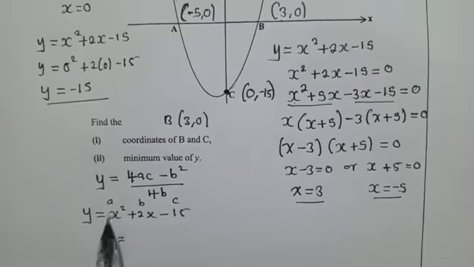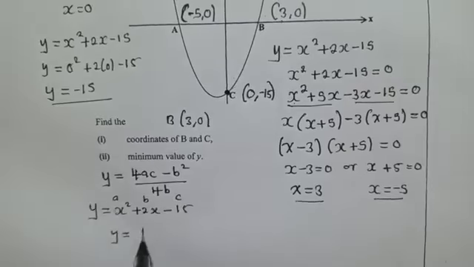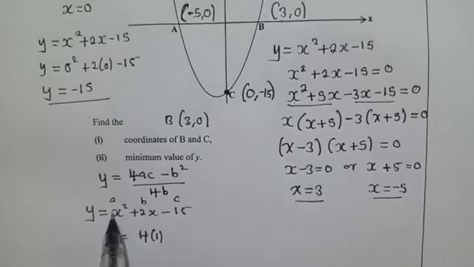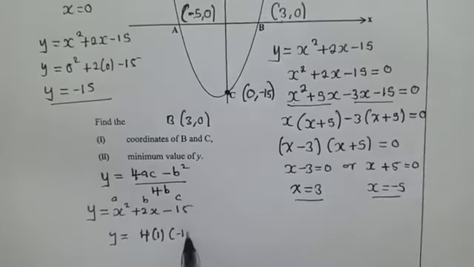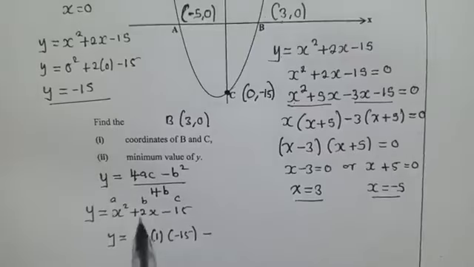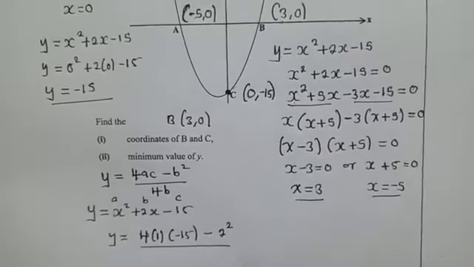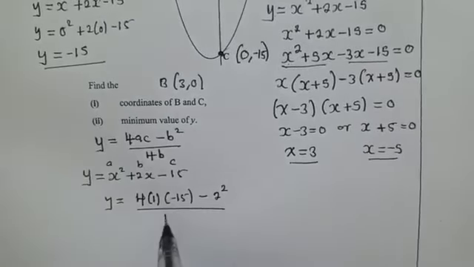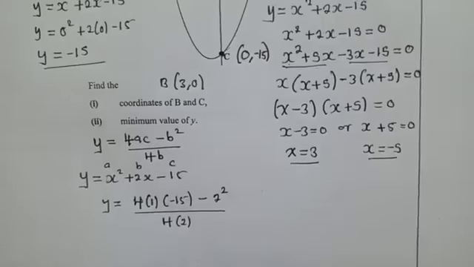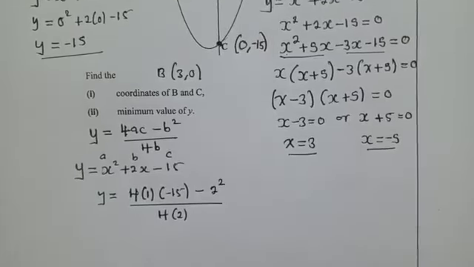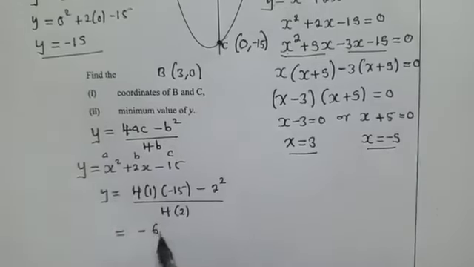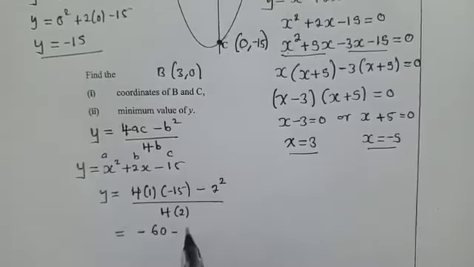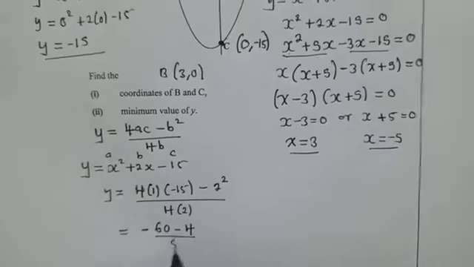So what is our A? The number that is in front of here, it's our A. So we're going to write 4 and the 1. The coefficient here is 1. For C, we know it's negative 15. For B, we know it's a 2. So 2 squared. Over there we write down what is our B again. Our B, we know that it's a 2. Okay? So that's it. So we work out things. This, of course, will give us a negative 60 minus, here it's negative 4 over 8.